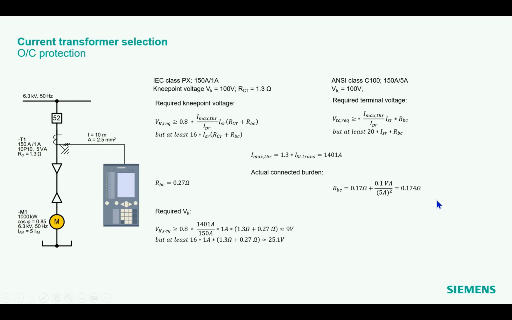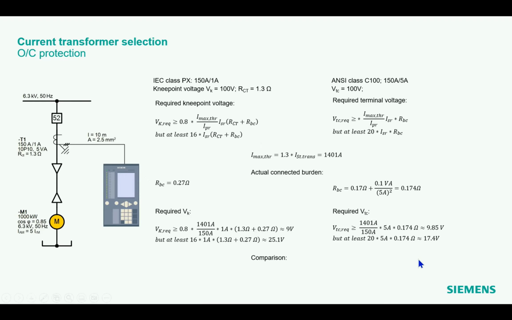Okay, if we go to the knee point voltage, now we can calculate our required knee point voltage just by inserting all the values in that formula, and you see we come to 9 volt, but at least 16 times that stuff, so we come to 25 volts. So in that case, the 25 volts win, and this is the requirement what we have. And on that side, the requirement is described in that formula here. So we insert here the values and we come to 9.8 volts and at least 20 times this here. So we come to 17 volts. So you see it's rather similar here, the values what we get out basically.